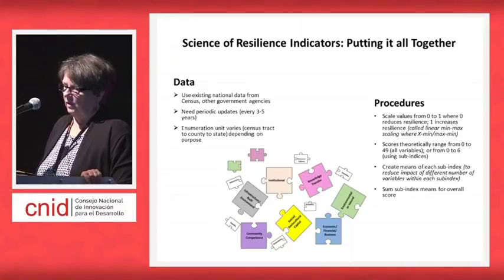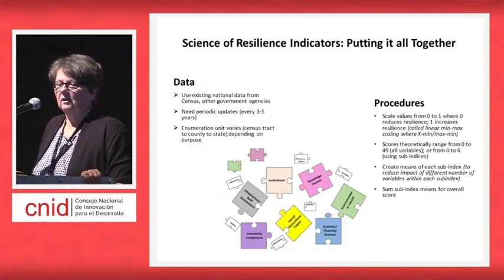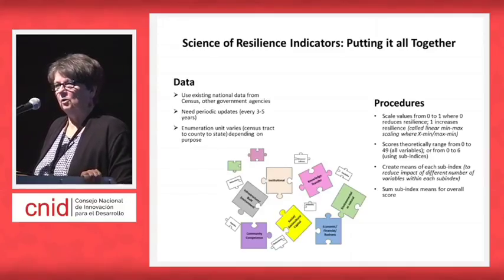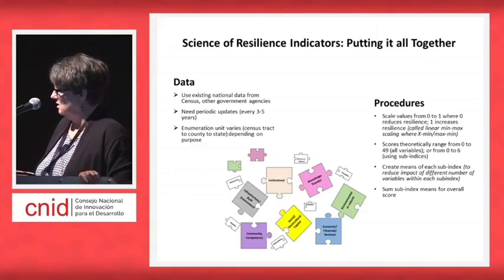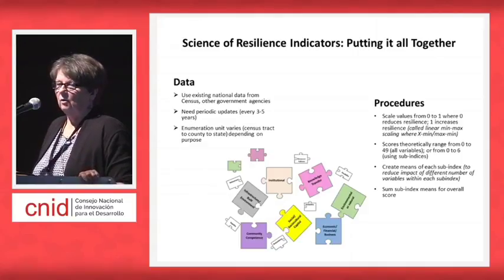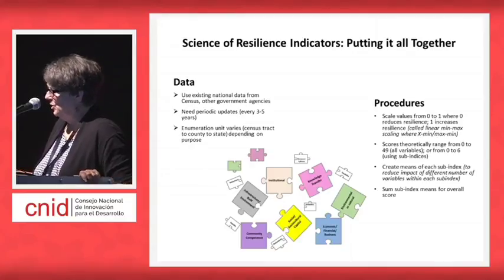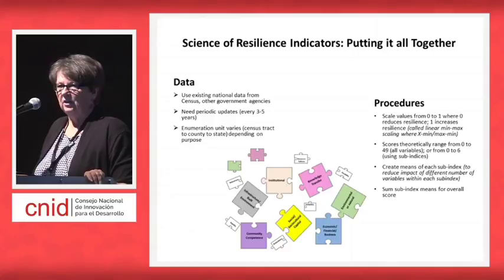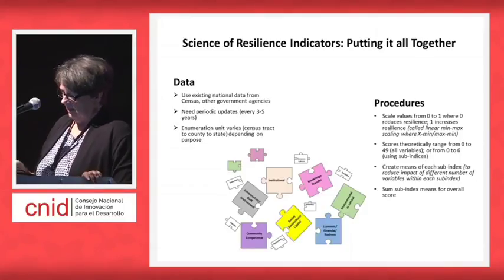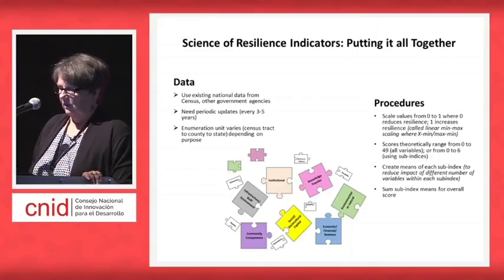And what we did was develop what we call the Baseline Resilience Indicators for Community, or BRIC. And here we wanted to make it much simpler than the Social Vulnerability Index, where you didn't need a sophisticated statistical package to do it. You could do it on a spreadsheet, and you simply scale your values from 0 to 1, where 0 means it reduces resilience and 1 increases resilience, and then you can develop your theoretical scores from that.